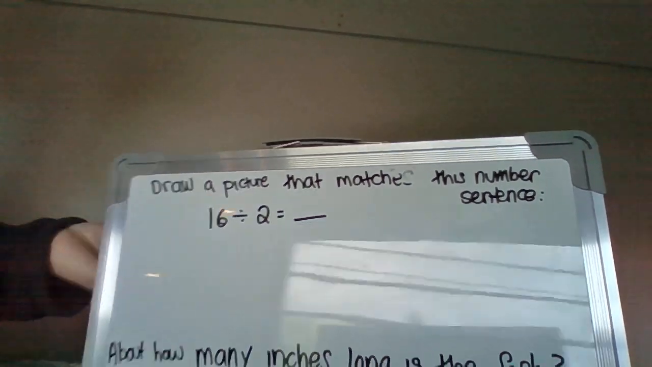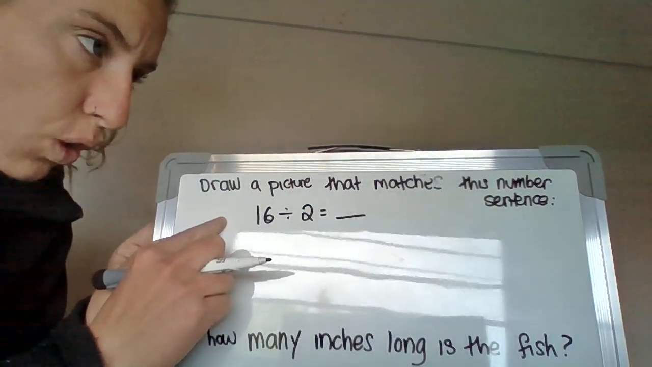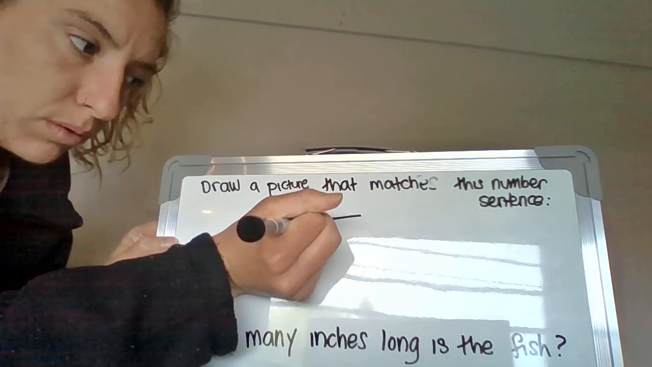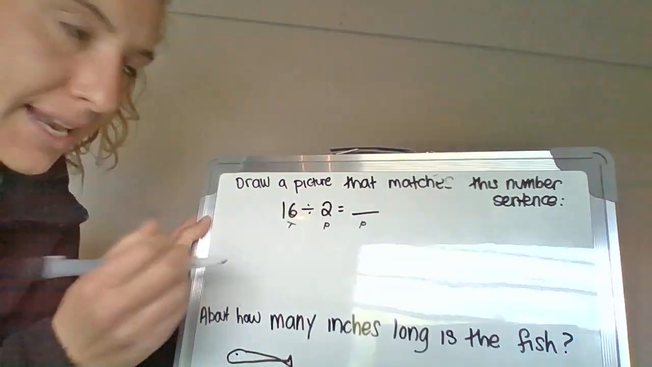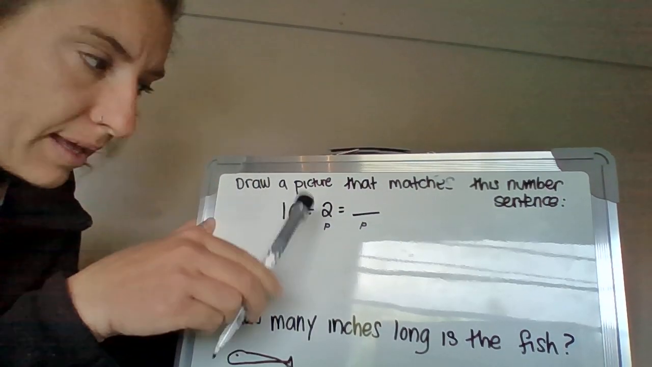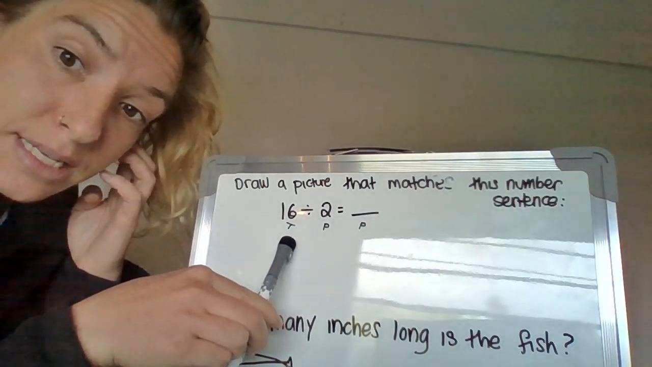So I know that when I draw a division number sentence, I need to start with the total. And I know that the total is right here. The total divided by one part equals another part. So I'm going to draw hearts because I want to. And I'm going to draw 16 of them because I know that 16 is my total.